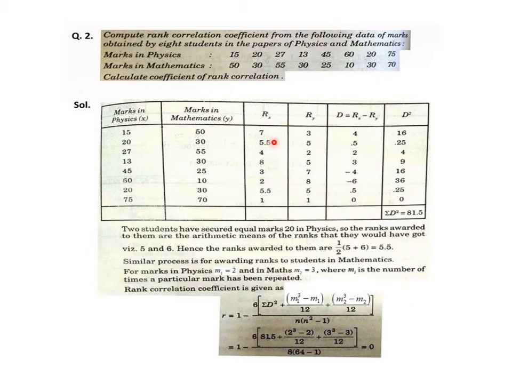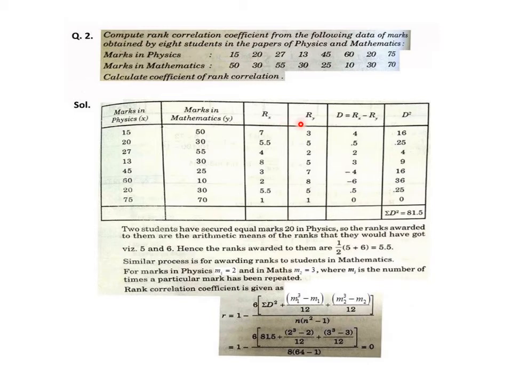Then which rank is finished? 4th rank finished there, then 5th and 6th with 5.5, 5.5. So the next rank will be the 7th rank, because we have finished 5th and 6th. After 20 repeated 2 times, the next one is 15. So the 7th rank goes to 15. And the last one is 13. There were only 8 students, and we finished by providing the 8th rank to the score 13 in physics. So we finished Rx.